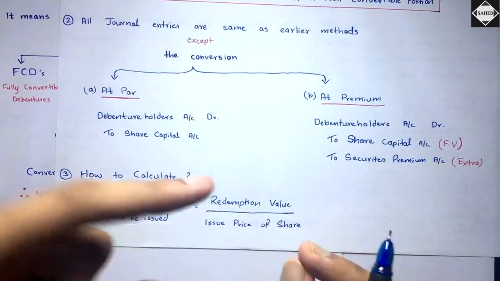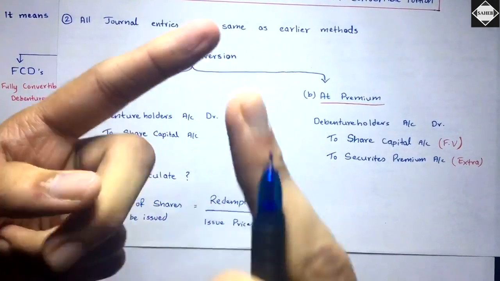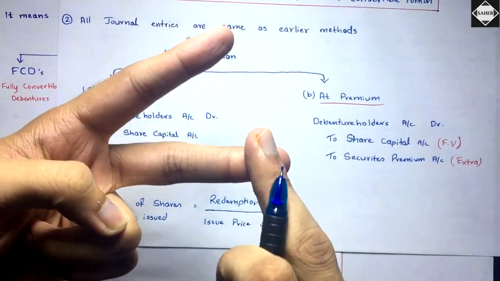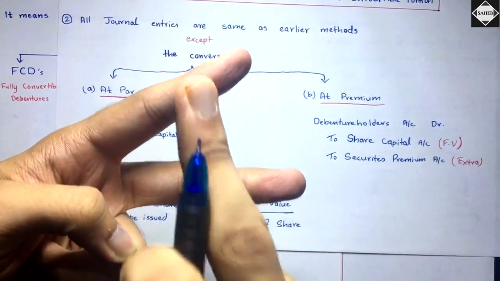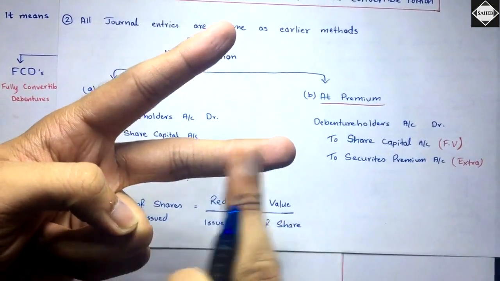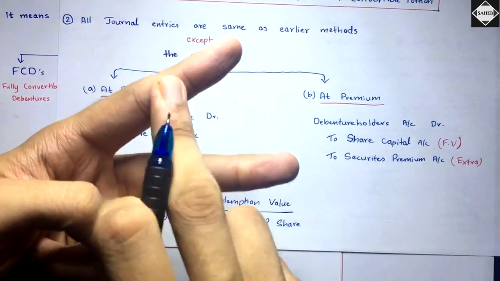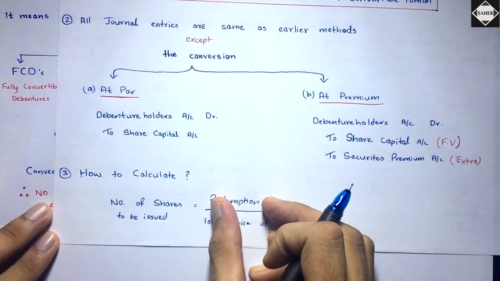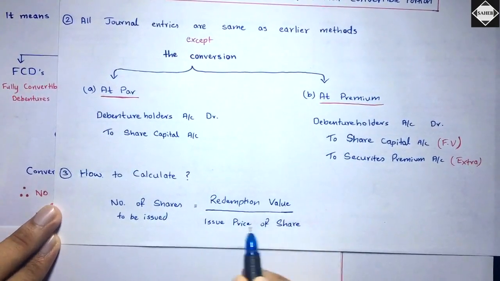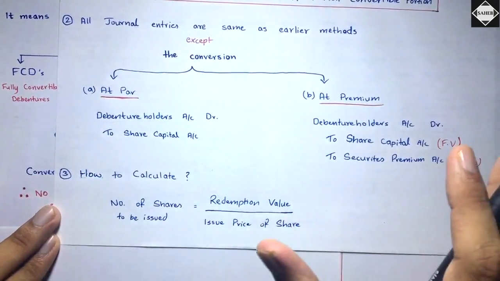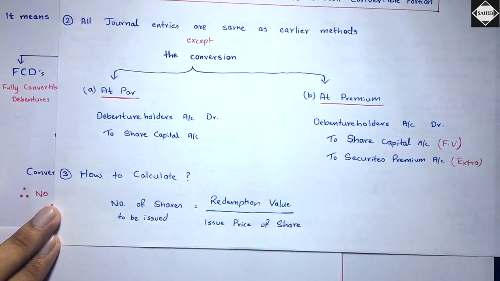In that redemption value, there is the face value of debentures as well as whatever extra you are paying to debenture holders. Both the things are there. Face value of debentures as well as that extra. Mostly there will be some premium or whatever it is. So both the things you are taking over here in redemption value. So of course, in the denominator, you can't take the face value. Don't make this mistake. Most of the people do this mistake.